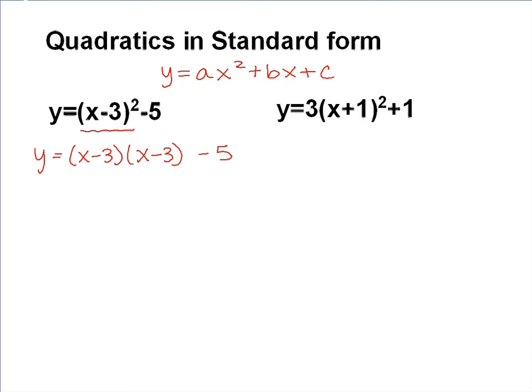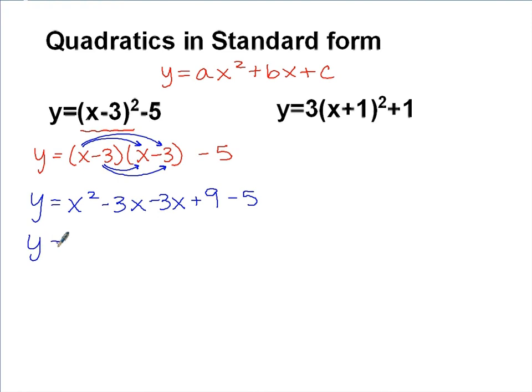Okay, x minus 3 times x minus 3, multiplying two binomials. I need to multiply every term in the first binomial by every term in the second binomial. So when I multiply this out, I should get x times x, or x squared, x times negative 3, or negative 3x. Then I've got negative 3 times x, or minus 3x, and negative 3 times negative 3, or plus 9. Don't forget this minus 5.